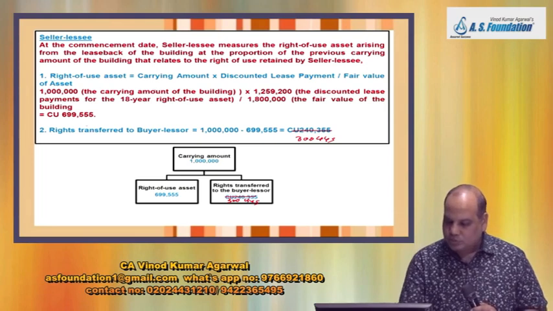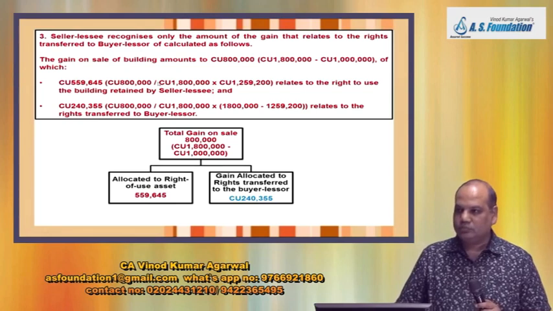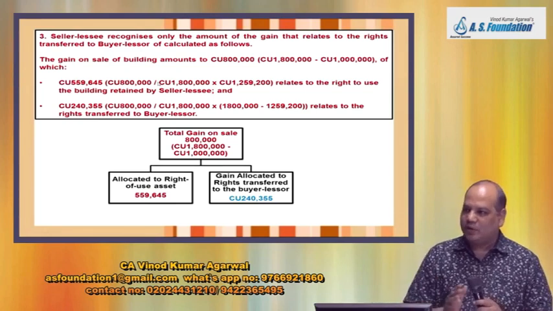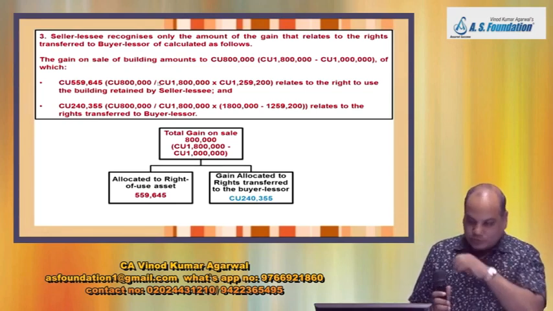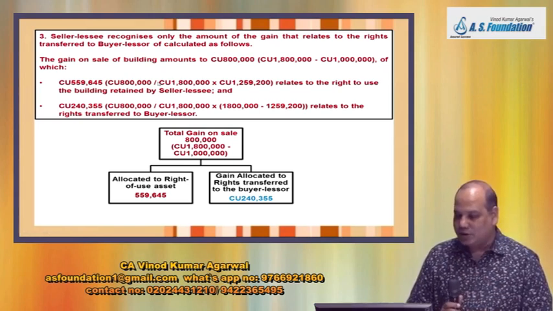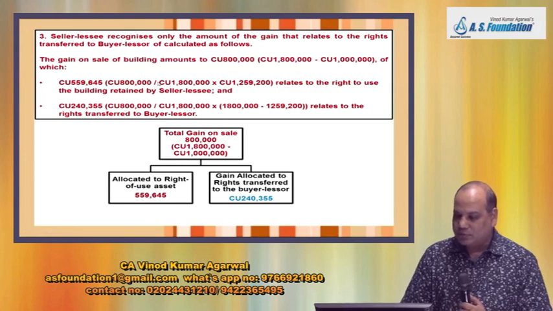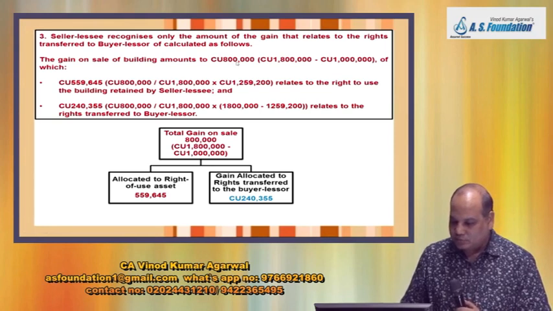Okay, you just remember up to this now. We'll come back to this. Right of use retained we have calculated. The seller-lessee recognizes only the amount of gain that relates to the rights transferred to the buyer or lessor. Now we have to learn the calculation of gain on the rights transferred to the buyer. So how do we do this calculation?